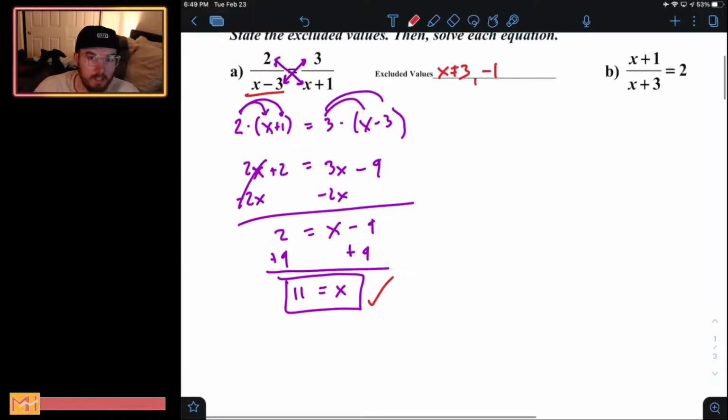Now, if we solve this all the way out and our answer happened to be 3, then that means there is no solution for this equation. But x equals 11 is our final solution.